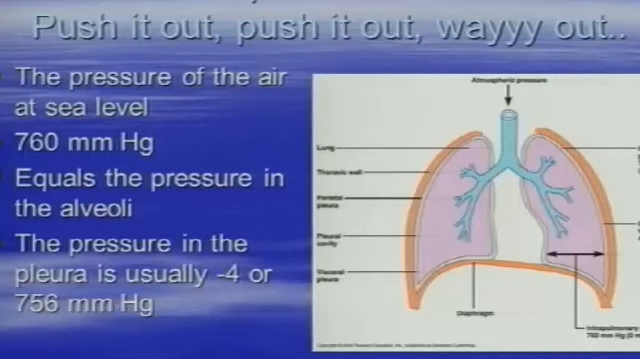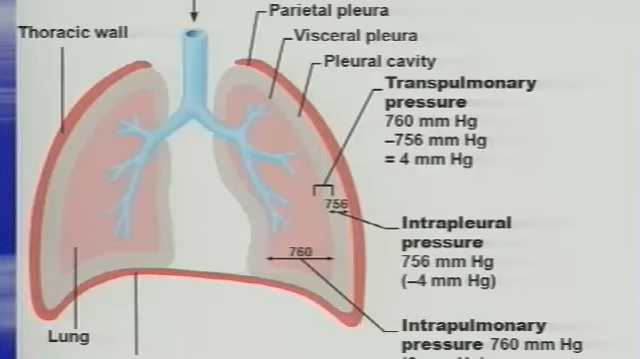The pressure in the pleura is usually 4 millimeters of mercury less. So let's just think about that for a second. Let's look at this picture. We've got the visceral pleura and the parietal pleura right up against each other.